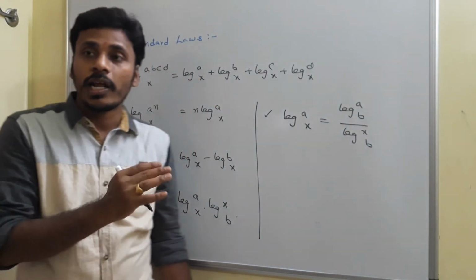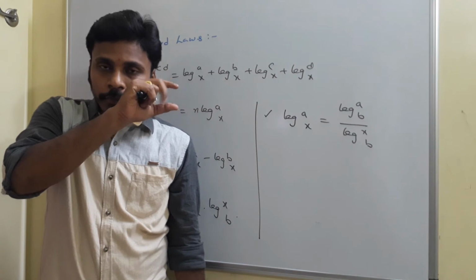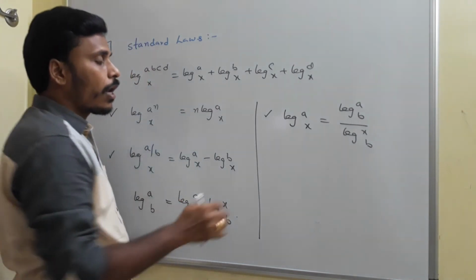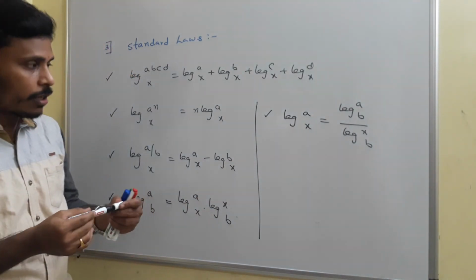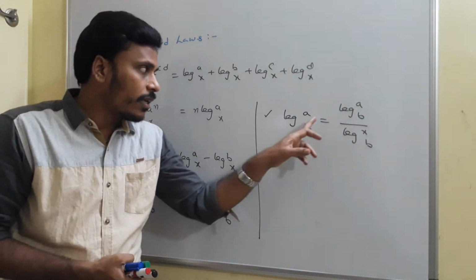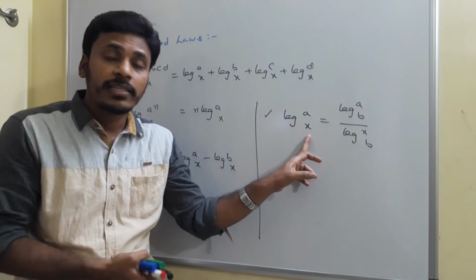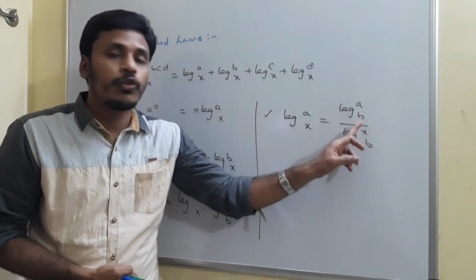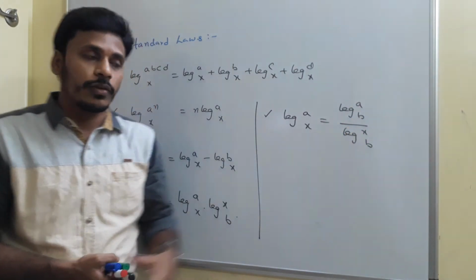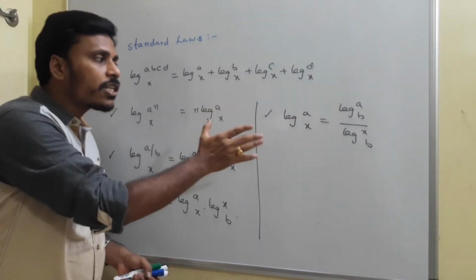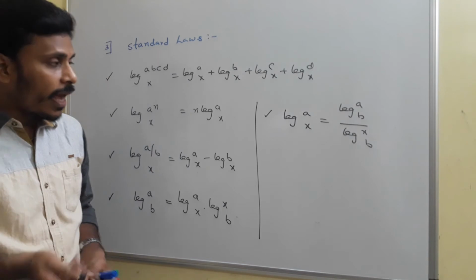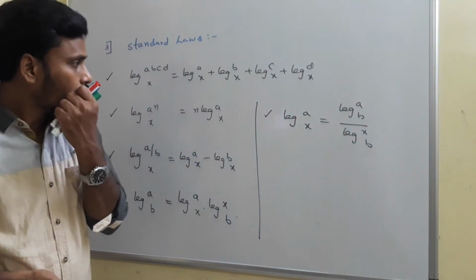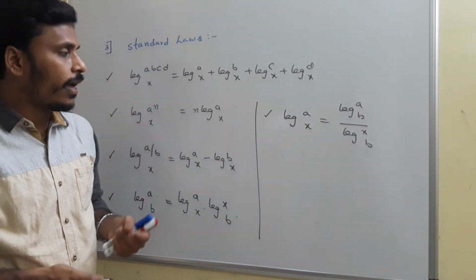You need to pay your attention to the pattern, how the formula is there. Logarithm of a base x is equal to logarithm of a base b divided by the logarithm of x base b. Here it is a and x. Whereas coming to the right side, the same base you need to take for the numerator as well as for the denominator. And this is true for every value of x, a, and b. And now if you take again x is equal to some b, what will happen?